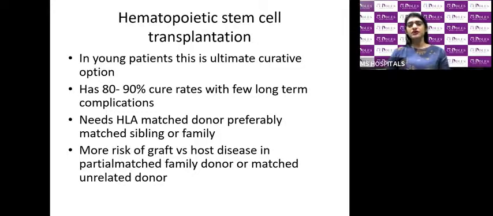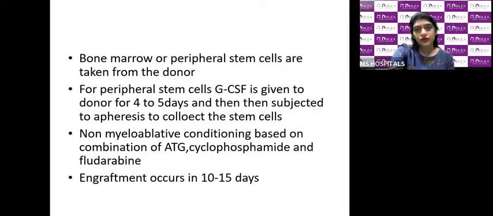So graft versus host disease is a risk factor for any kind of unrelated or unmatched donors. But with the recent advent of protocols and strategies to manage hematopoietic stem cell transplantation, it can be tackled, and almost it is equal to a matched sibling donor transplant. So bone marrow or peripheral blood stem cells are taken from the donor, and for peripheral stem cells, GCSF is given to the donor for 4 to 5 days, and then subjected to apheresis to collect the stem cells.